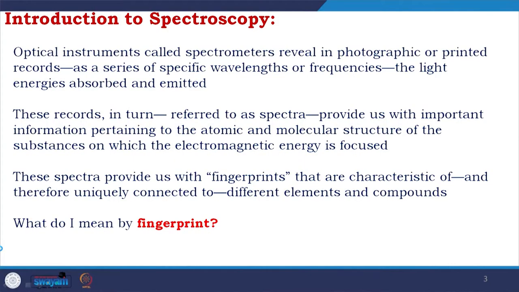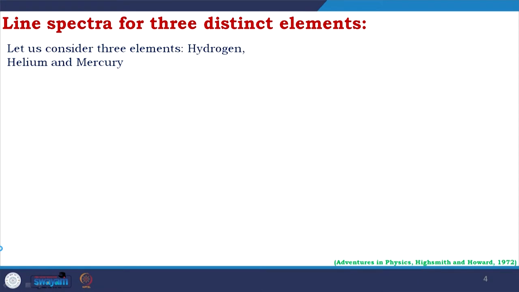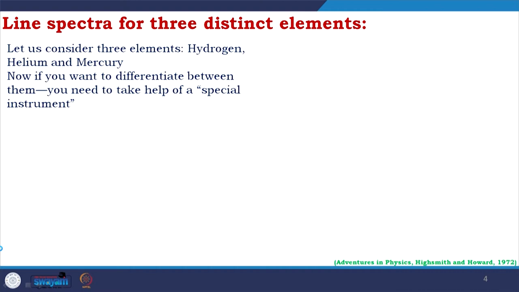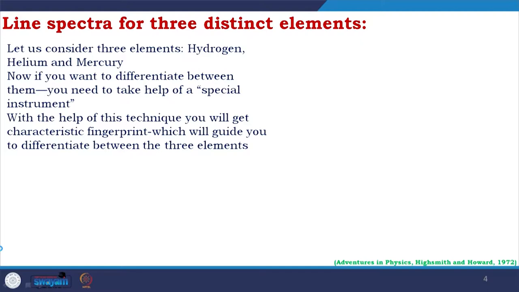As I was talking about the term fingerprint, what is a fingerprint? Let's discuss that. We considered three elements: hydrogen, helium and mercury. Now, if you want to differentiate between them, definitely you want that, right? That's how we could do our novel experiments. You have to take the help of a special instrument. With the help of the special instrument, you will get characteristic fingerprints which will guide you to differentiate between the three elements. So, this is hydrogen, helium, mercury.